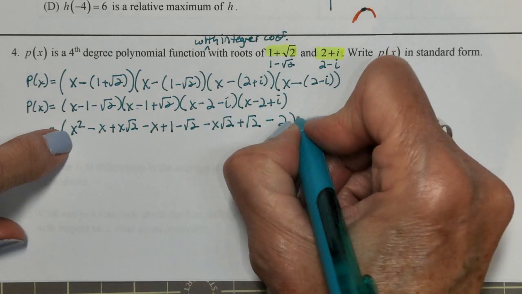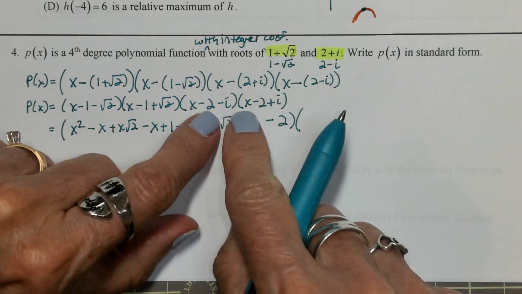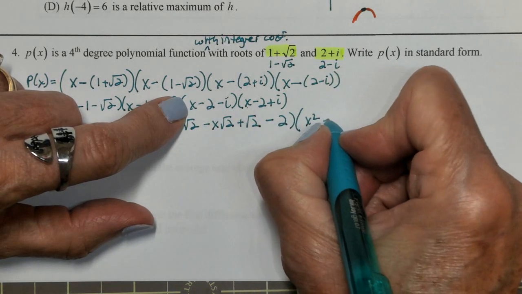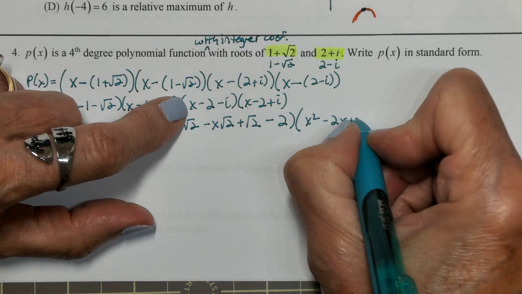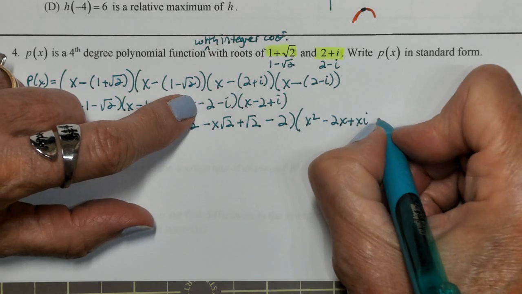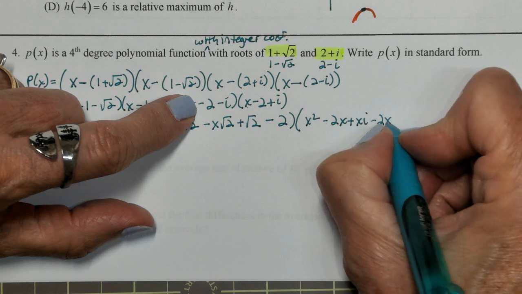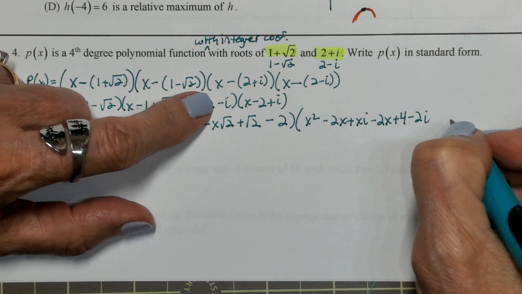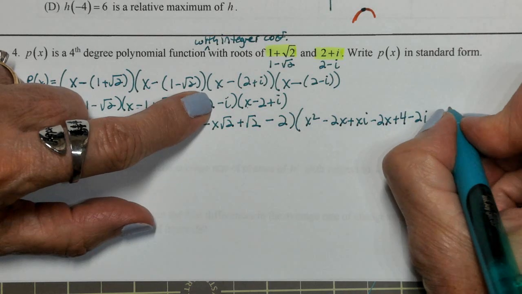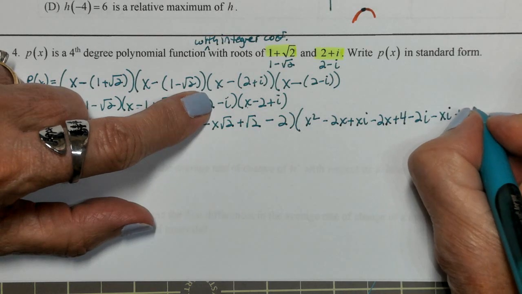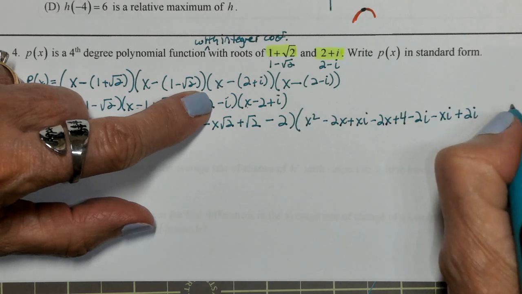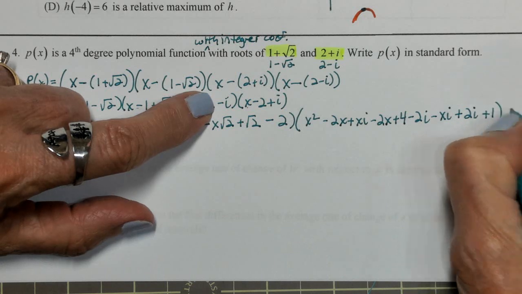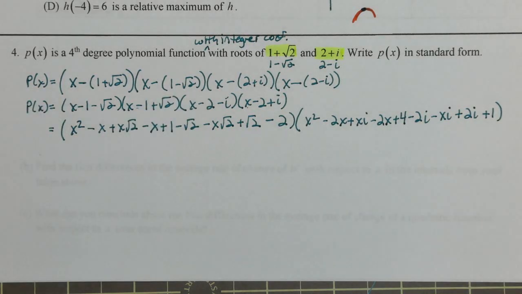Now I'm going to go to these two. All right. x times x is x squared, minus 2x plus xi, minus 2x plus 4 minus 2i, minus xi plus 2i minus i squared. Minus i squared is plus 1 because i squared is negative 1.